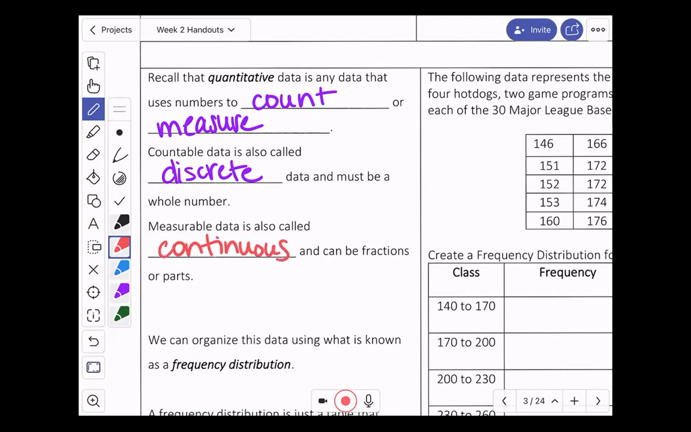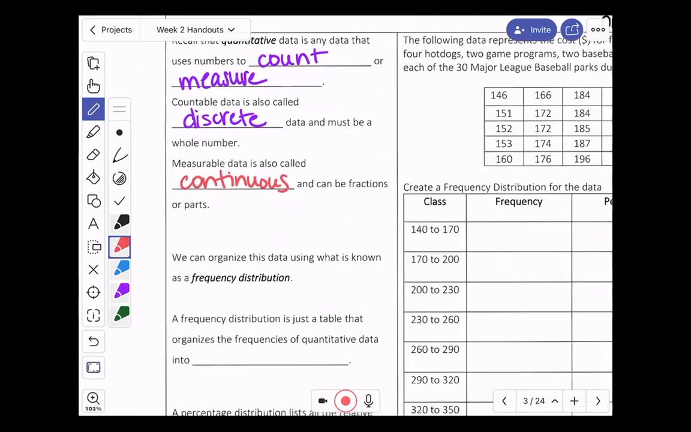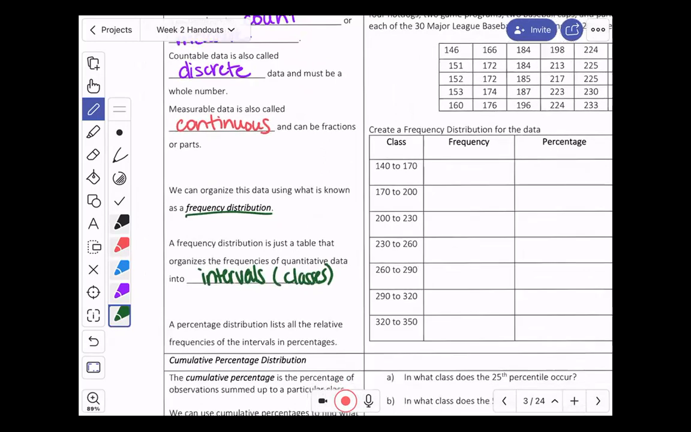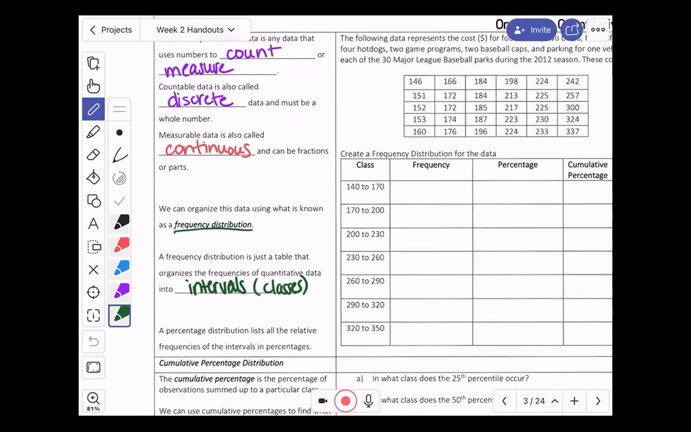So what we're going to do now is, when we have numerical data, we're going to organize the data in what we call a frequency distribution. A frequency distribution is just a table that organizes the frequencies of quantitative data into what I'll call intervals, but you may also see them called classes. I'll come back to that last statement in a second.